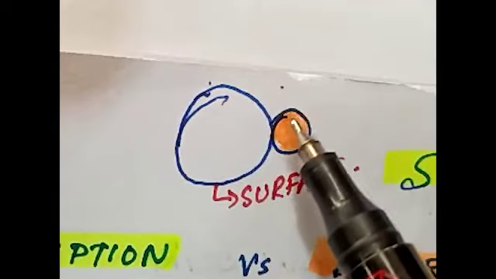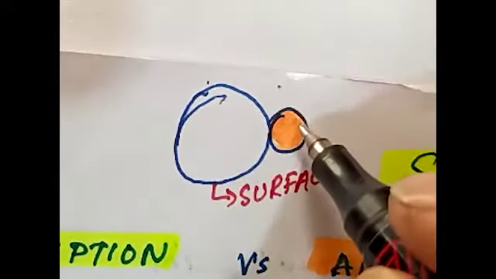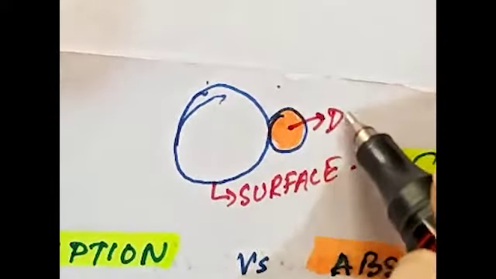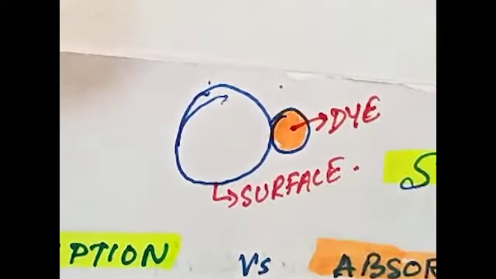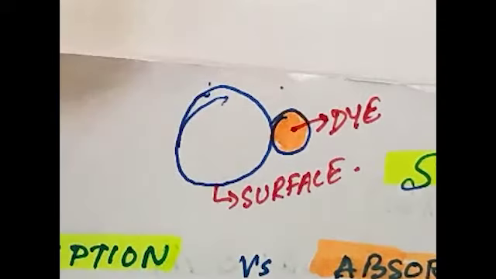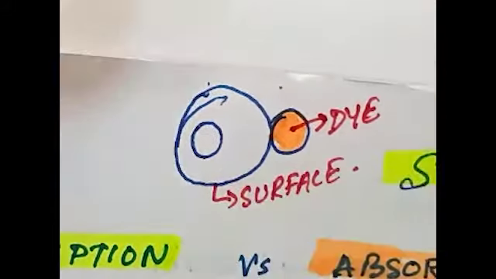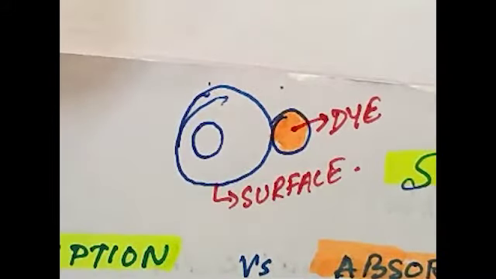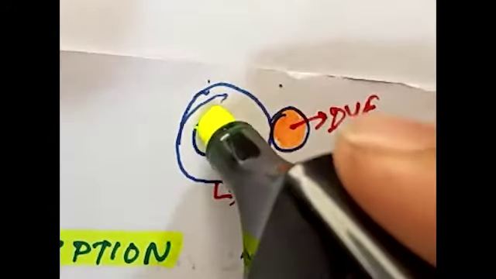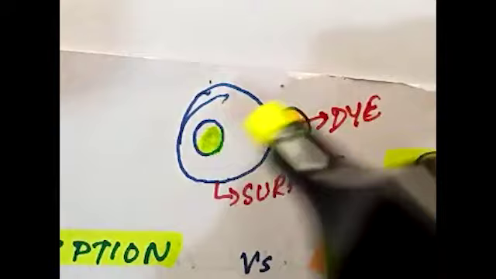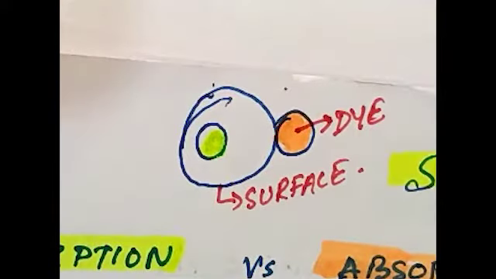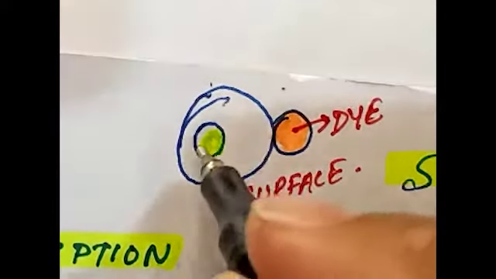The surface. So suppose ink has two parts. One is the dye. This is the dye which is getting stuck to the surface. And there may be water inside. This water actually goes inside the body. Okay. This water particles goes inside the body.